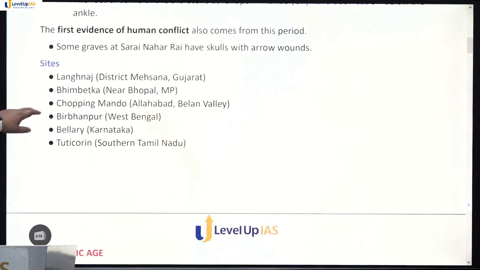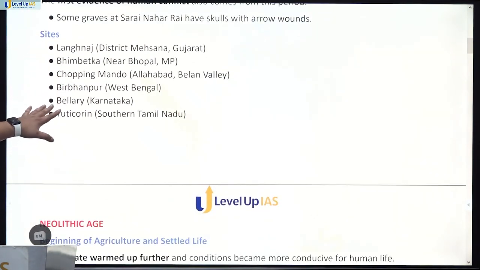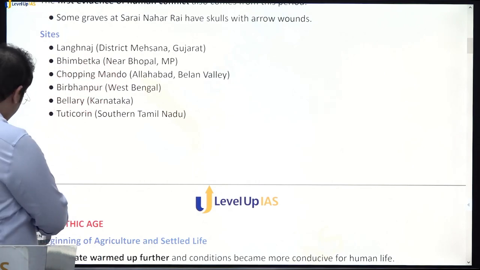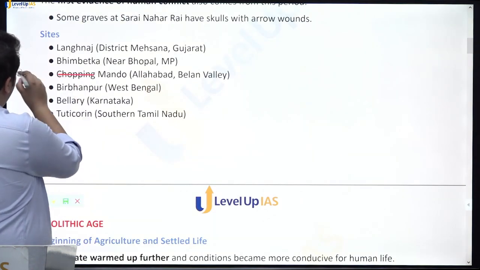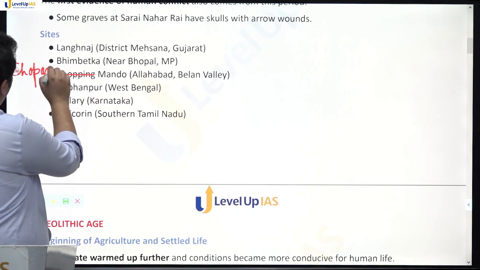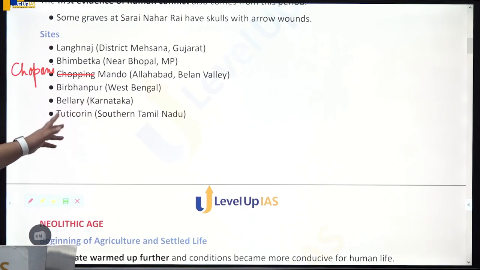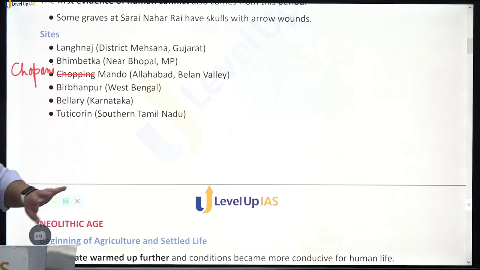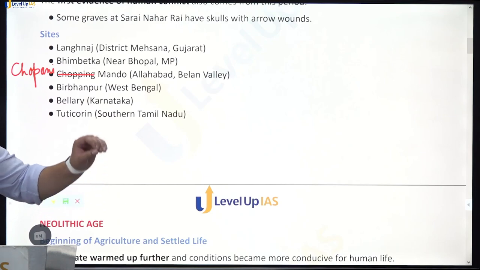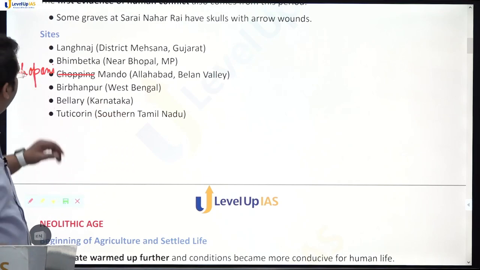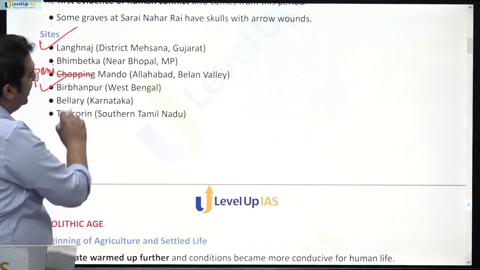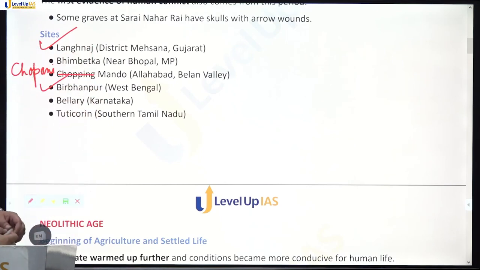Now, coming to the important sites associated with the Mesolithic phase, 4 or 5 have been given over here. Langnaj, this is in Gujarat. Bhimbetka in MP. Chopani Mando in UP, Bir Bhanpur in West Bengal, Bellari in Karnataka, and Tuticorin in Tamil Nadu. Okay? You don't need to remember all of them. On the off chance that the UPSC asks you to associate one with the other, then you should remember at least Langnaj and Bir Bhanpur. These are the two most important ones.